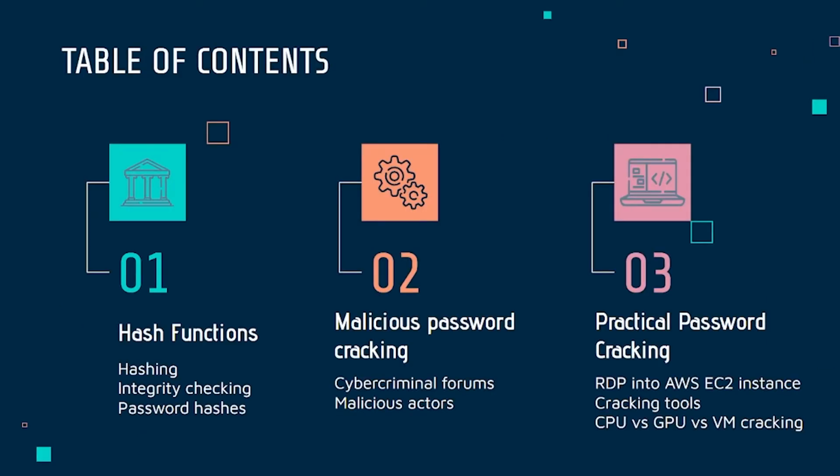So we're going to be talking about three things, really. The first section of this workshop is going to be all about hash functions, specifically hashing, integrity checking, and password hashes. After that, we're going to talk about malicious password cracking. So we're going to be talking about malicious actors, so hackers, and we're going to be talking about some cybercriminal forums. And we're going to actually go through some websites where hackers basically help crack passwords, where they share passwords and where they can sell certain credentials.